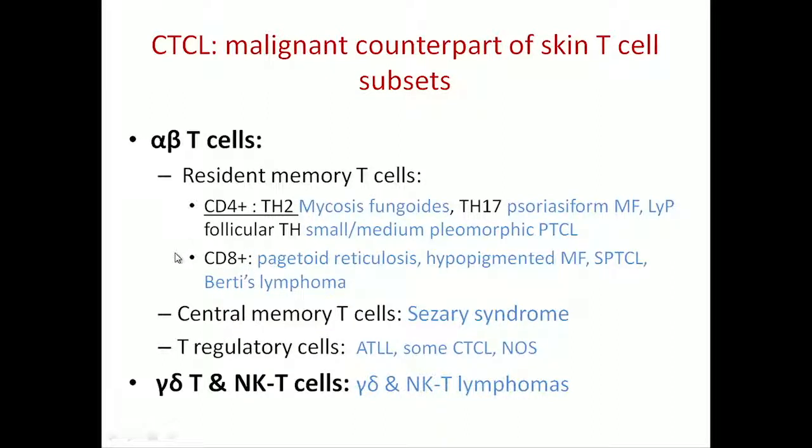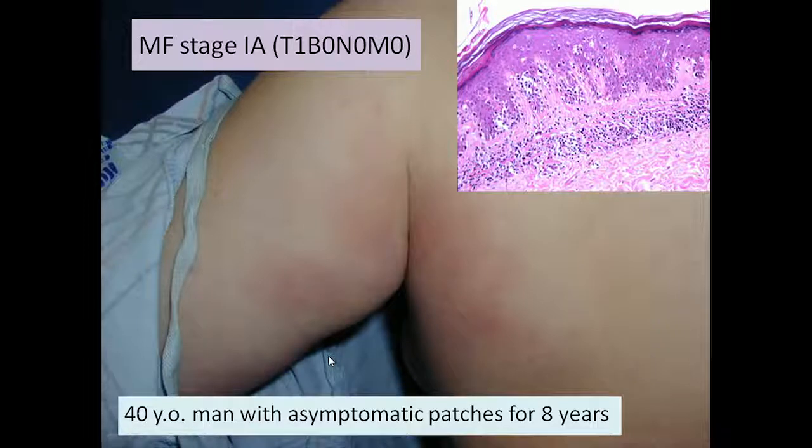One of the vignettes is going to be on CD8 cutaneous lymphomas, a very difficult topic to discuss. Then Sézary syndrome, the central memory cells, a few subsets of T regulatory cells, and gamma deltas. I'm not going to cover everything because, again, it's too much to cover in 20 minutes. Briefly, let's talk about mycosis fungoides, the prototype of CTCL.